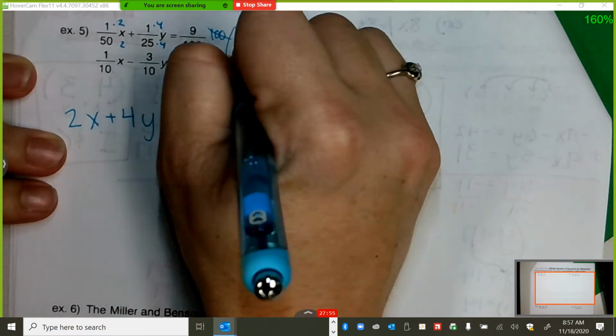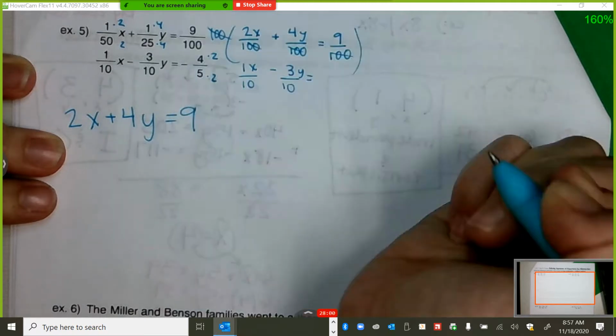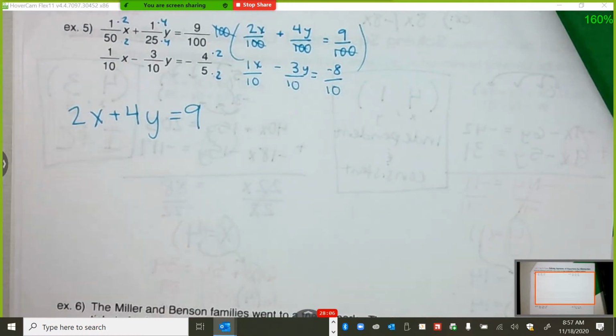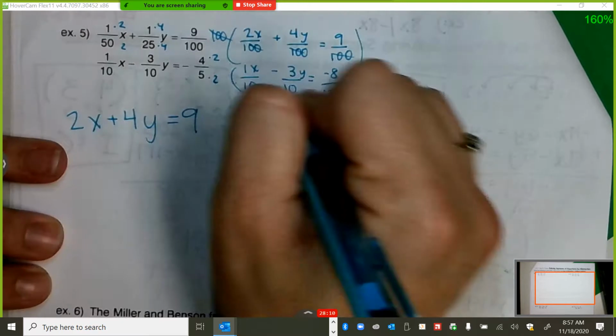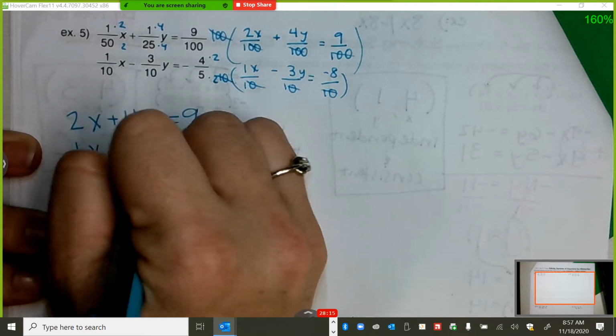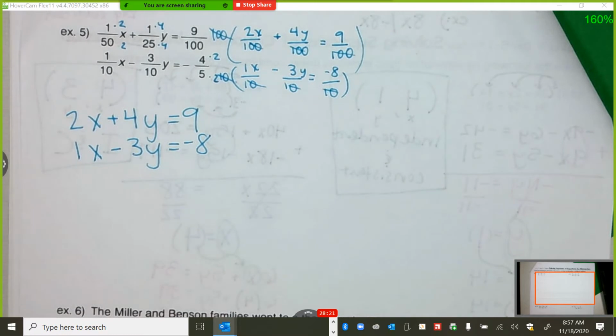Yeah, so we end up getting 1x over 10 minus 3y over 10 equals negative 8 over 10. If we multiply the whole thing by 10, what happens? The denominators cancel, and we get 1x minus 3y equals negative 8. Now does it look like something we can manage? Yeah. Could you technically do big addition up here? I'm sure you could, but it might not be pretty. You'd be multiplying by fractions and making bigger fractions, and it would be really gross. So I don't recommend it.